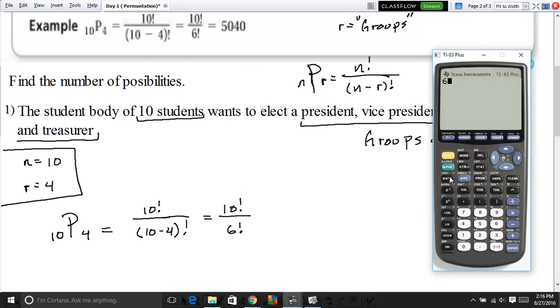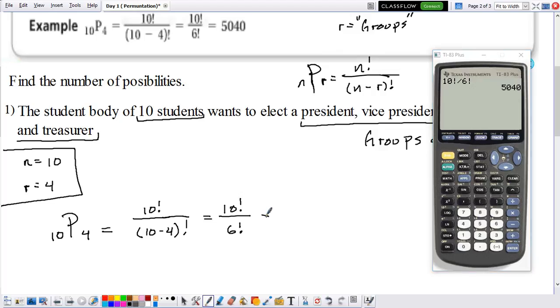And remember, for factorial, you hit mathematics, and then you go to probability, and then we're going to hit 4. So we have 10 factorial divided by 6 factorial. So 10 factorial, then divided by 6 factorial. So 6, where's mathematics? Then we gotta go to probability, and then we're gonna go to option 4.